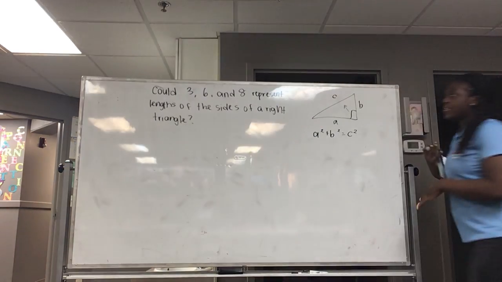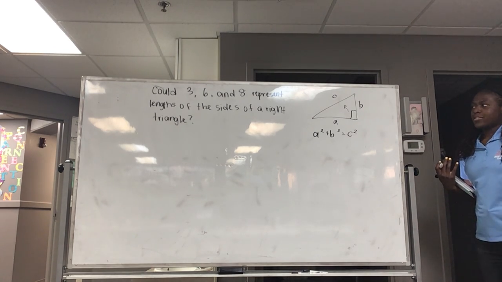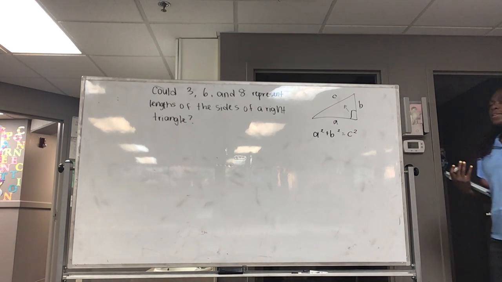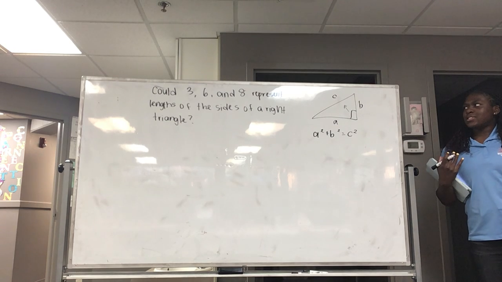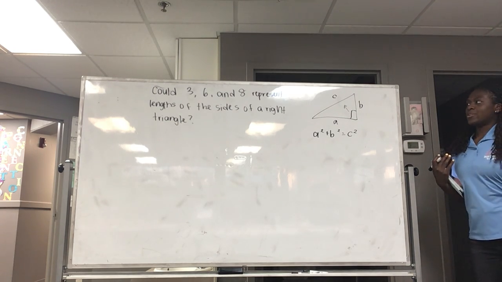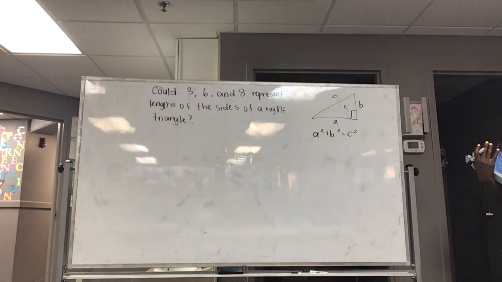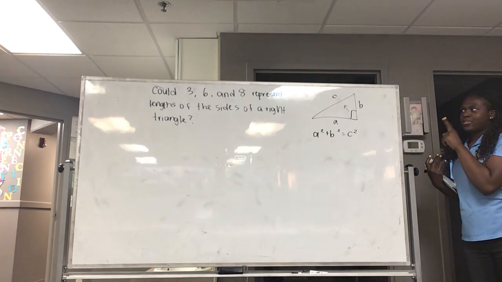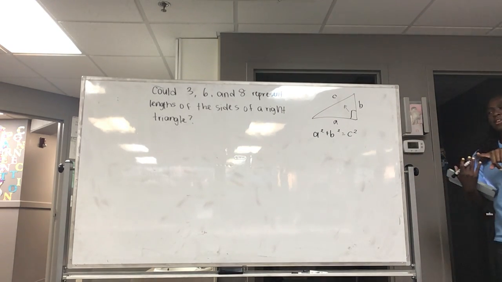Okay, so the question is, could 3, 6, and 8 represent lengths of the sides of a right triangle? You probably wouldn't see this exactly on the ACT just because it's a yes or no, not multiple choice. But to figure out the answer, we'd use the Pythagorean theorem to solve for it. So you guys want to try this and then see what you get.